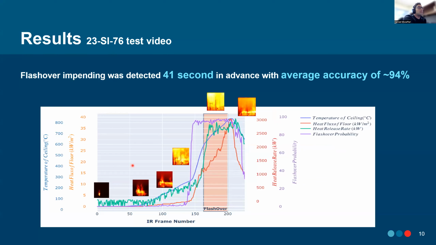There is a lot of statistical analysis in the paper we will publish in this conference, but in terms of visualization of our results, if we follow the data from sensors for the test data with flashover, the deep learning model can predict flashover around 71 seconds or even more before the actual flashover, and it increases the probability.